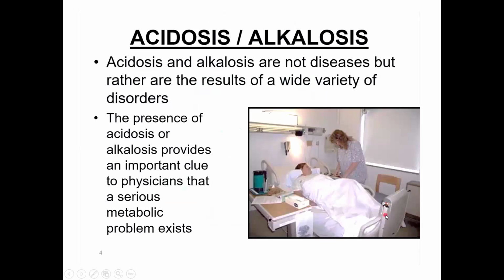Acidosis and alkalosis is not a disease actually, but it is generated as a result of a wide variety of disorders. It itself is not a disorder or disease, but alkalosis and acidosis arise in the body as a result of a wide variety of disorders. And it is very useful in finding out the underlying cause of the disorder. It is very helpful in understanding and diagnosing the disorder or disease or any serious metabolic problem.